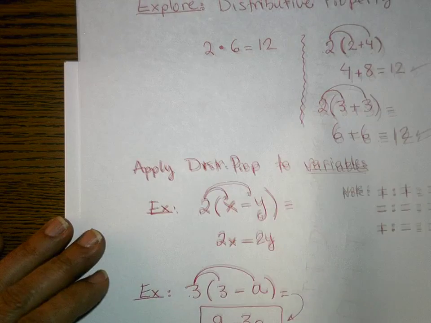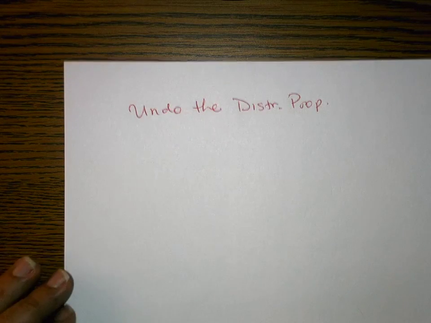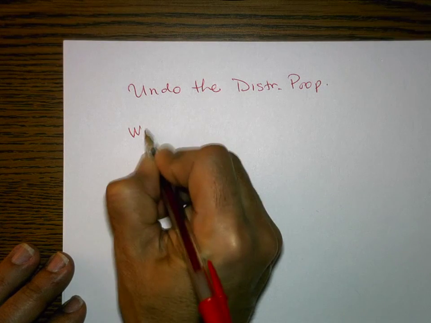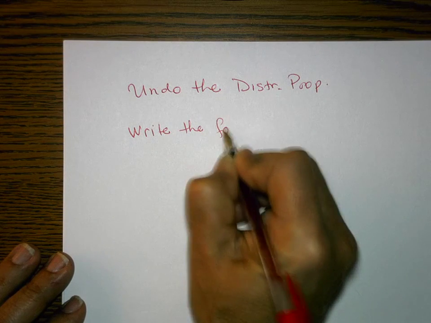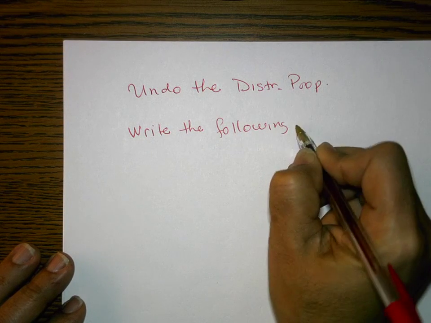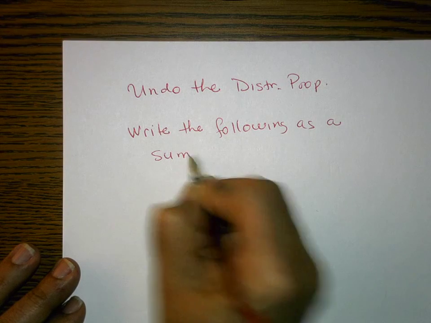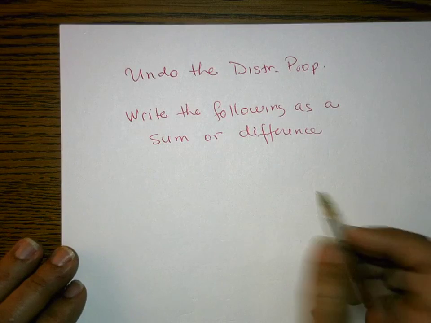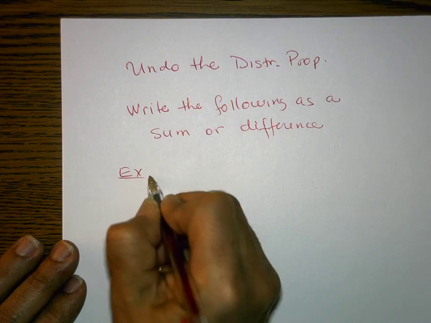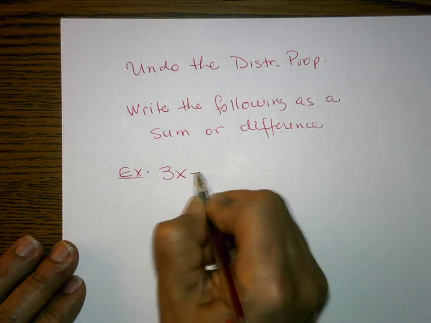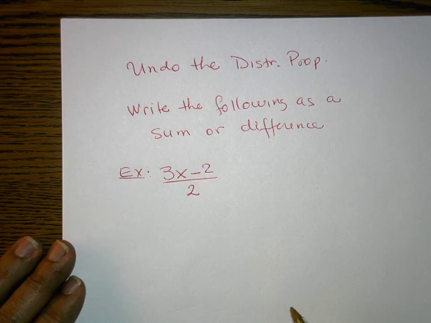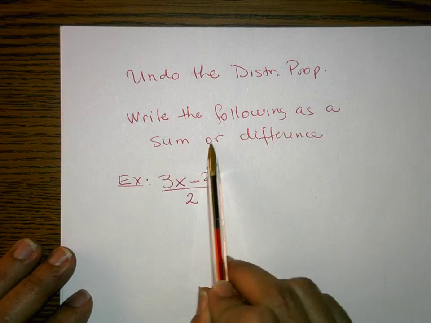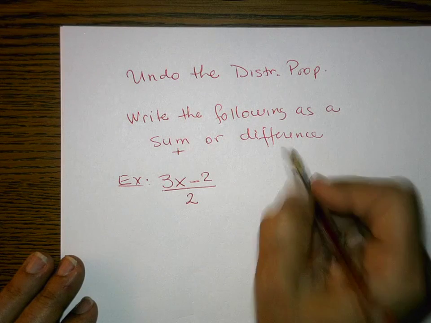It's kind of like that, but we are going to be faced with fractions. So let's take a look over here. And the problem asks us rewrite or write the following as a sum or a difference. So they're going to give me a problem. Let's create an example right here. Let's do 3x minus 2, all that divided by 2, okay? And it's asking us, write the following as a sum or a difference. So sum is an addition and difference is a subtraction.